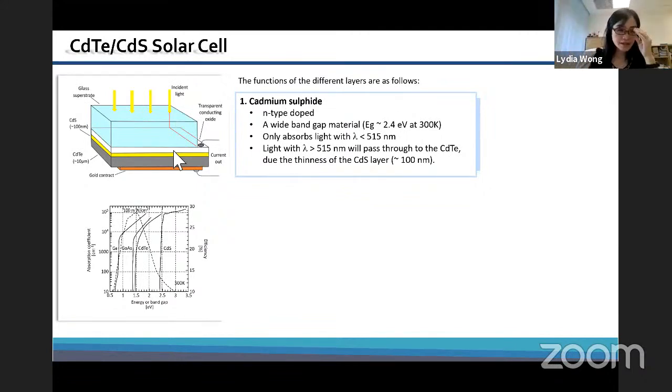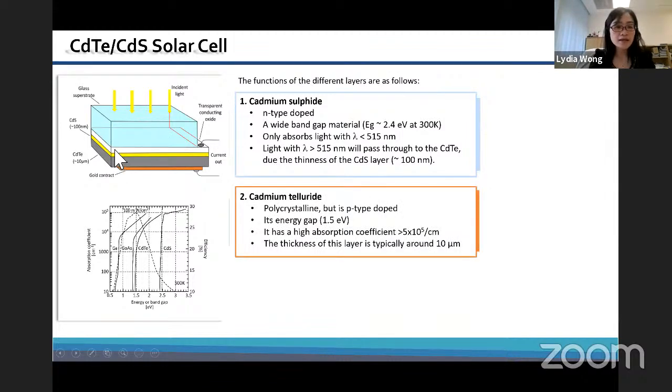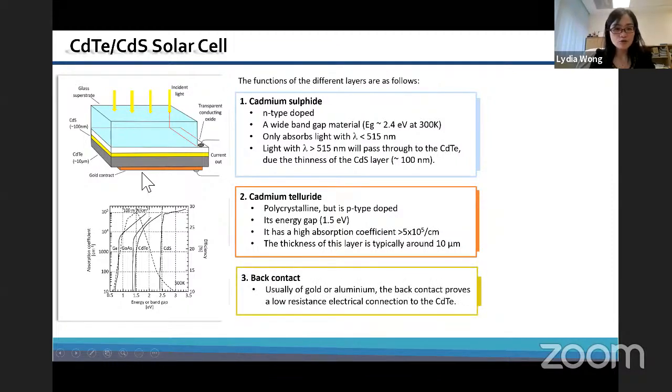So the first layer is cadmium sulfide. I don't have time to go through so much detail on this. The second layer is the cadmium telluride. This is the main absorber. And also you have the back contact. This material is actually very good. The efficiency of cadmium telluride is more than 20%.